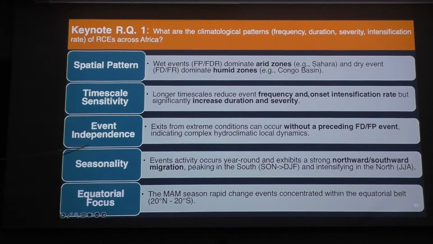And each event is independent, because it's not that we want to see that there is a flash drought or anything else. And there is a seasonality, where there is movement of these events northward and southward. And in the MAM season, most of the time, events are concentrated on the equatorial belt.